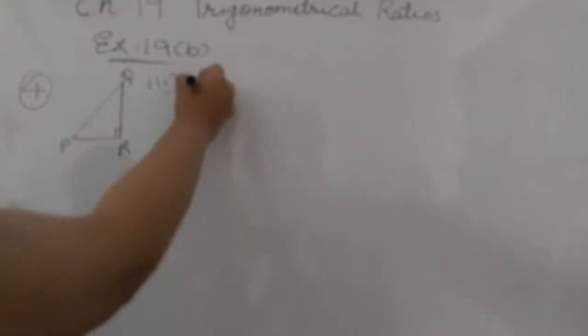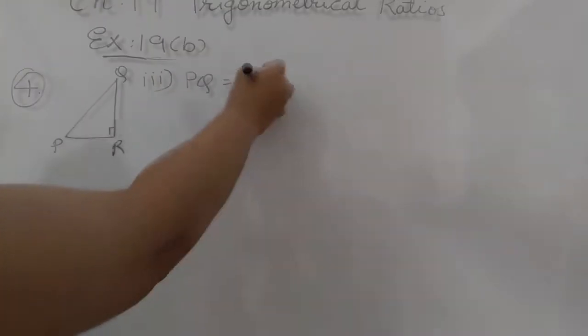Question number 4, exercise 19b. Triangle PQR is right angled at R. So this is a right angle triangle, PQR, right angle at R. Find tan, sine and cos of angles P and Q in each of the following cases. I will take the third question; the first and second you can do by yourself in the same way.